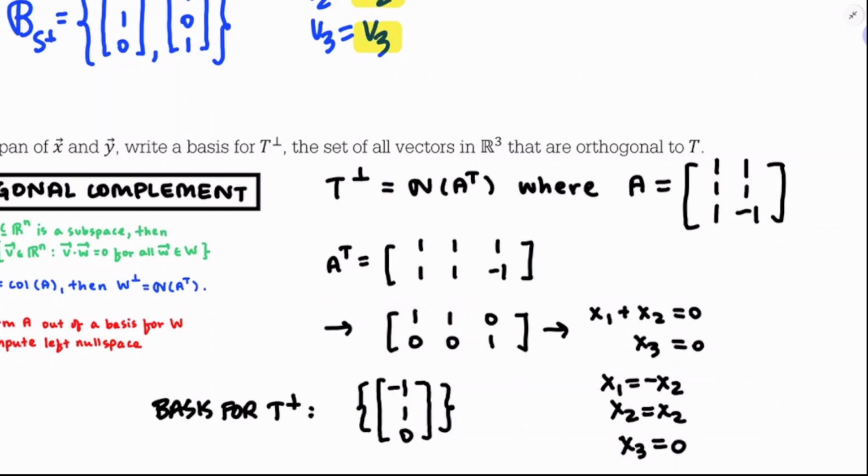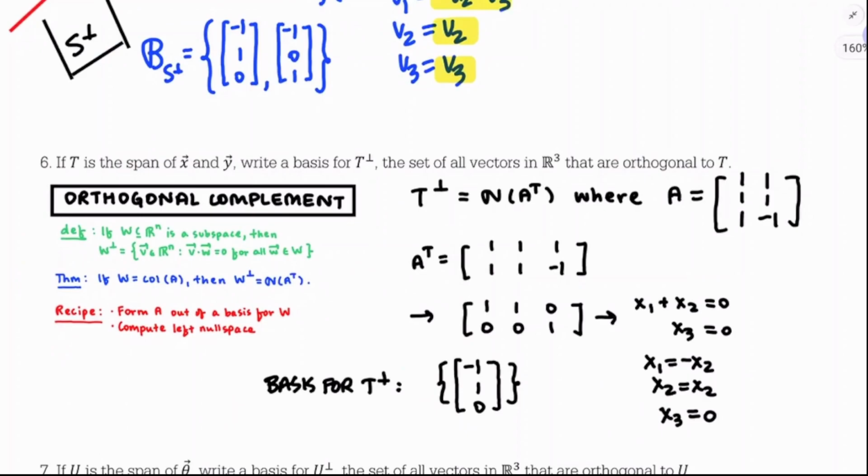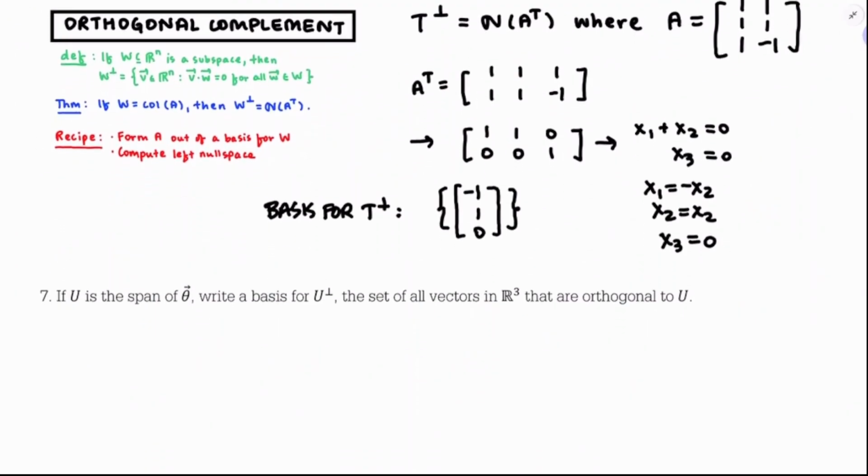If we think about it, the span of x and y is going to be a plane in R3, and only a line can be orthogonal to a plane in R3, because there's not enough dimension for two planes to be orthogonal to one another in R3.